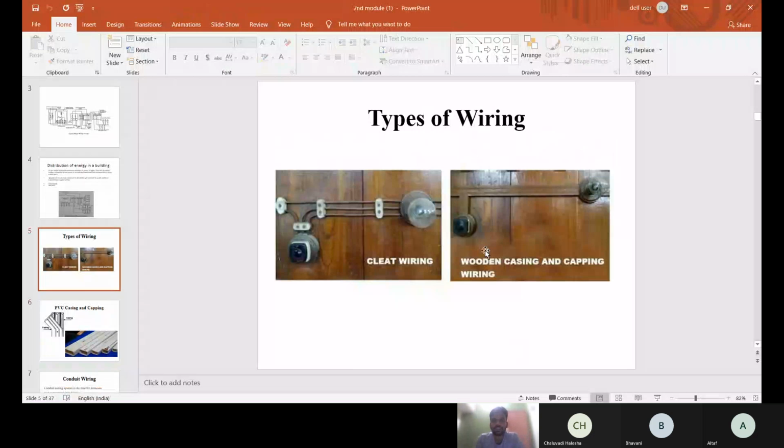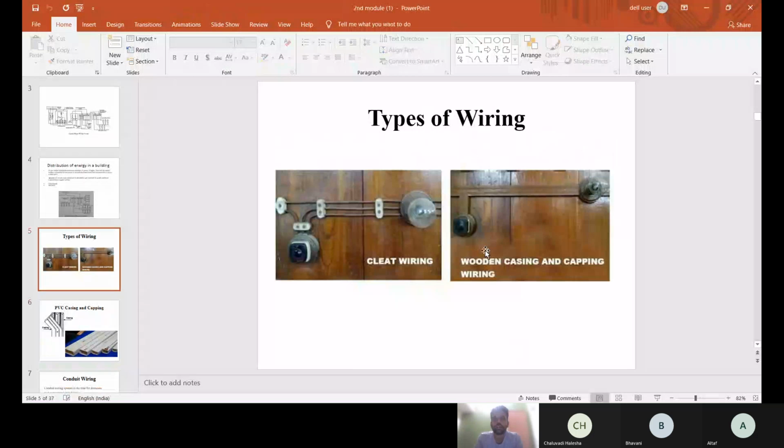Tunnel-like switches are normally seen in cleat type wiring, and in wooden casing and capping. Casing and capping is nothing but a way to carry the lines, the conductors, from the distribution board to our home appliances. For that purpose we need casing and capping.